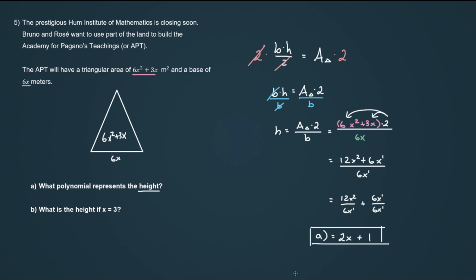Okay? And B, what is the height if x equals 3? So all you're going to do in this case is look at the polynomial that represents your height and replace all of your x's with 3's. And in this case, 2x plus 1, there's only one x right here. So we're going to replace that with a 3. So we have 2 times 3 plus 1. That is going to be 6 plus 1, which is 7 meters. This is your answer for B.